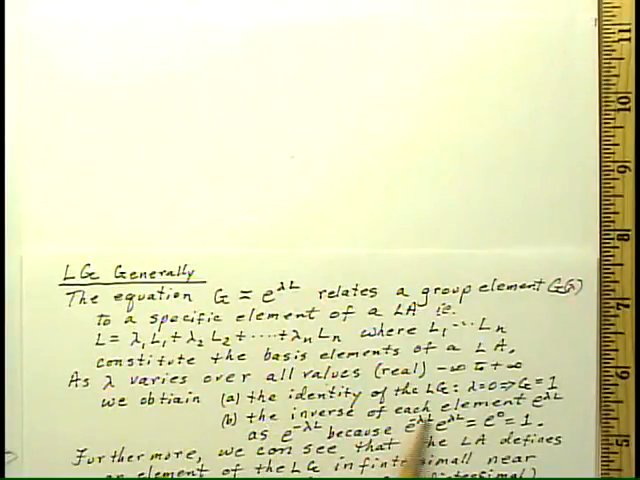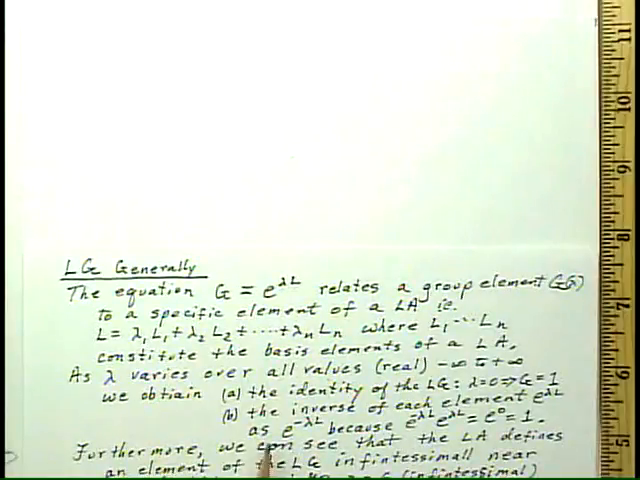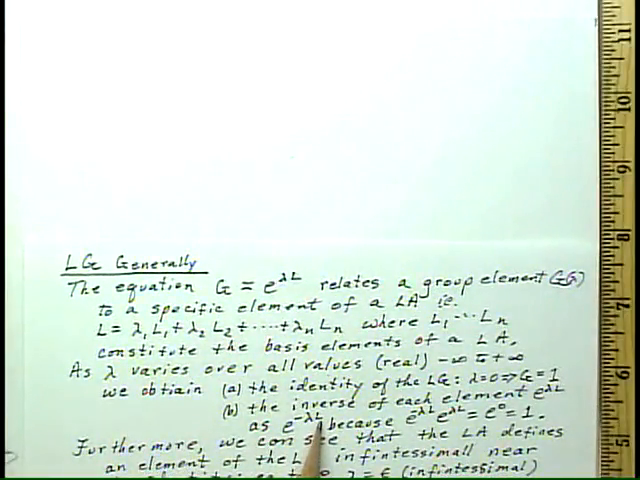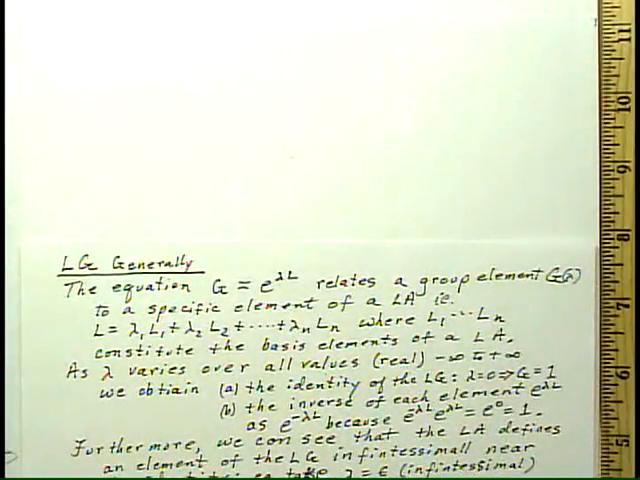Also, we can easily see that the inverse of any element, e to the lambda L, is e to the minus lambda L. Because L commutes with L, e to the minus lambda L times e to the lambda L is equal to e to the 0, which is equal to 1. Therefore, it's very easy to see what the inverse is for any one of these elements. Now this will become very important when we talk about especially Markov processes, but in general, we will see that for any element, it's very easy to see what the inverse of that transformation is. It's simply the one with the negative parameter.